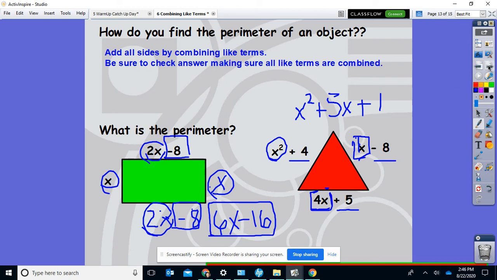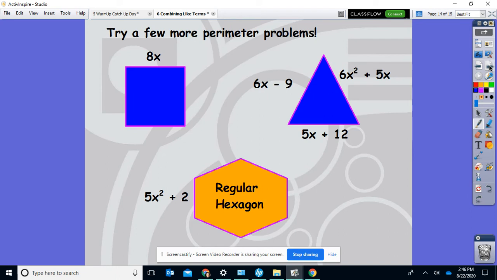Okay, let's look at a couple more perimeter problems. So we've got this square. Well, what do we know about the properties of a square? What do we know about those sides? Right, they are all equal. So I'm going to fill in all of these 8x. And remember, to find the perimeter, you're just going to add all 4 sides. I've got 8 plus 8 plus 8 plus 8. So that gives me 32x. Now, is there another way that you could have arrived at the 32x? Yes, you could have multiplied 8 times 4 because they have 4 equal sides.